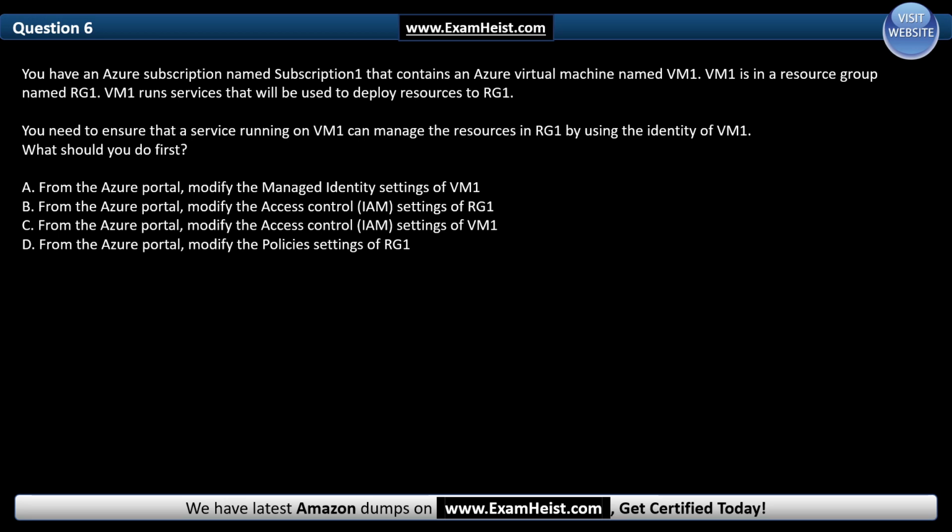Question 6. You have an Azure subscription named Subscription 1 that contains an Azure virtual machine named VM1. VM1 is in a resource group named RG1. VM1 runs services that will be used to deploy resources to RG1. You need to ensure that a service running on VM1 can manage the resources in RG1 by using the identity of VM1. What should you do first? The correct option is A. From the Azure portal, modify the managed identity settings of VM1.